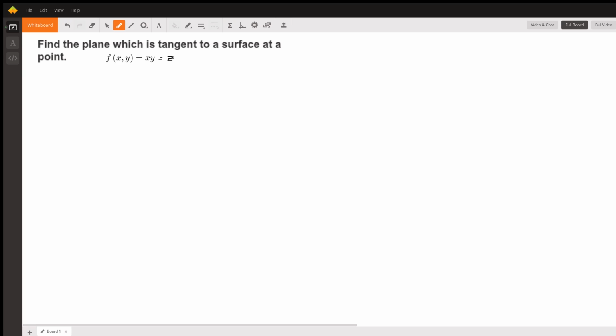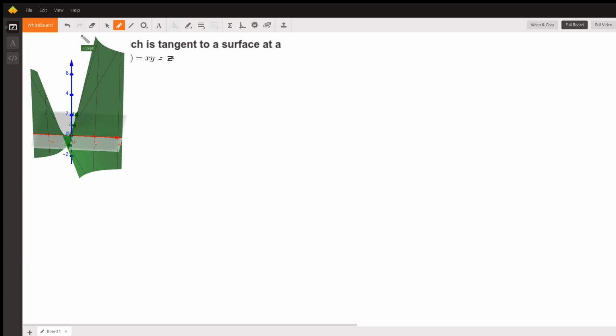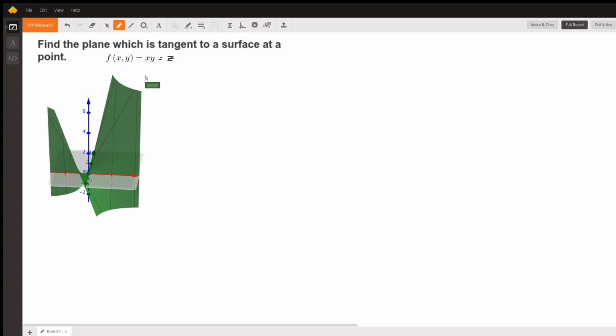Okay, so now that we've defined that, we should probably show an image of what that looks like. And what I can do is I can show you what that image would look like using an application called Geogebra. And here is the Geogebra image for that function.